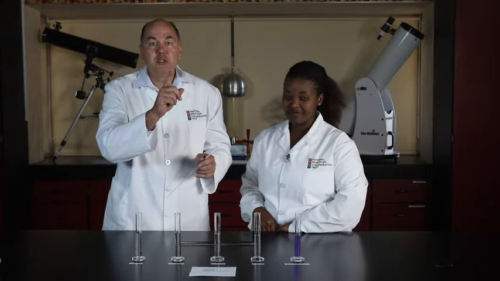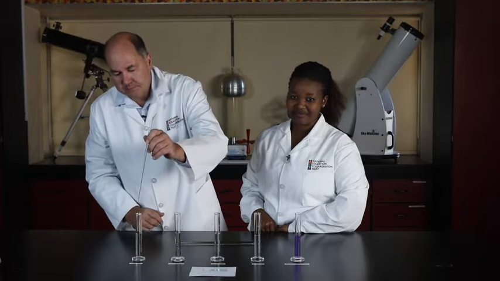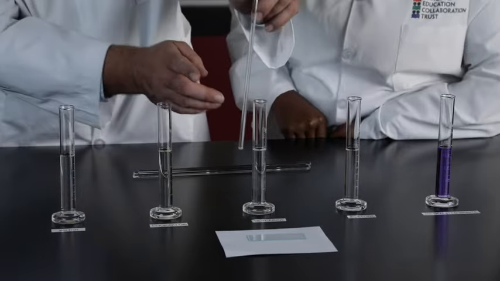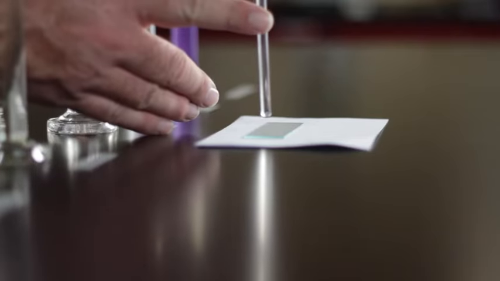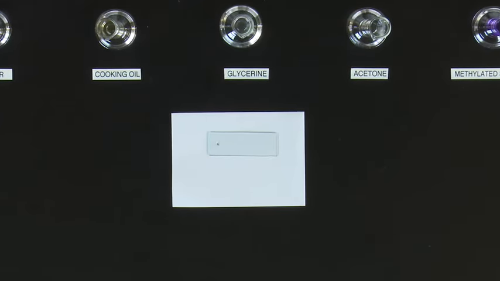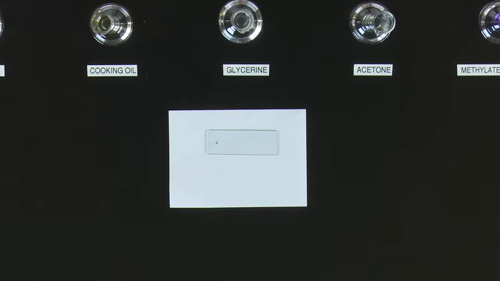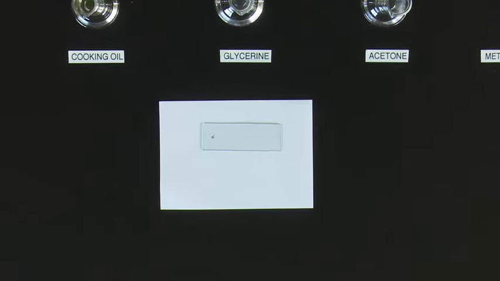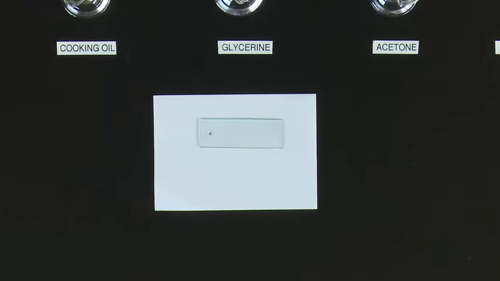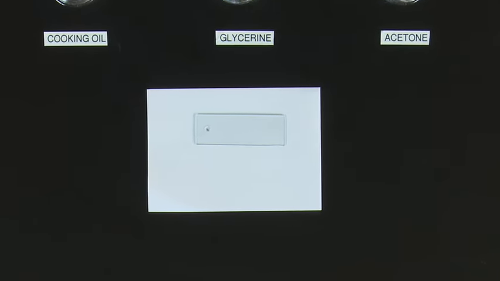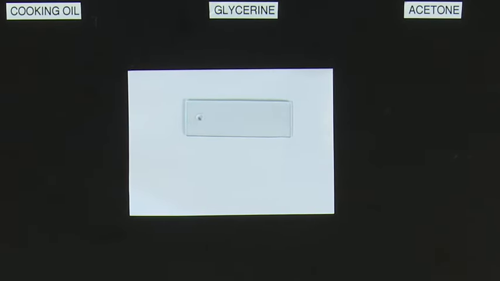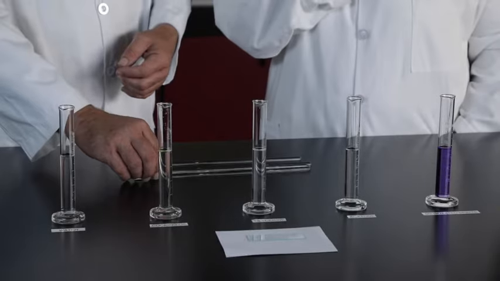Let's start with water. Here we are. This is a drop of water on the glass slide. Draw its shape in your table of results. You don't need to draw the droplet artistically. Just draw an outline of its shape so that you can compare its shape with the shapes of other liquids. Right. Are you ready for us to examine the shapes of other 4 liquids?